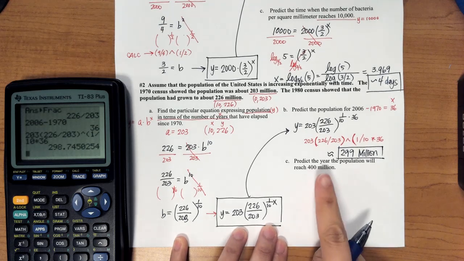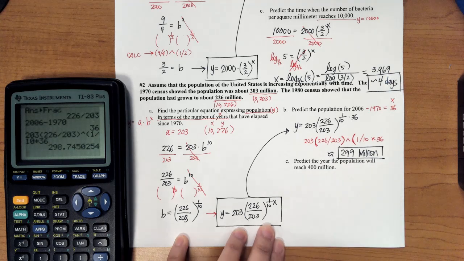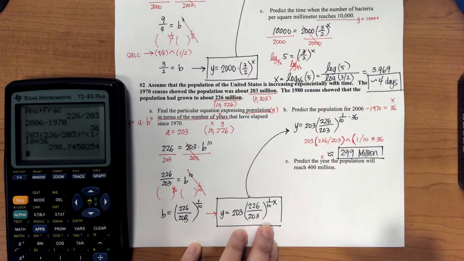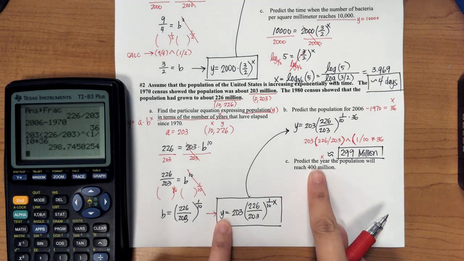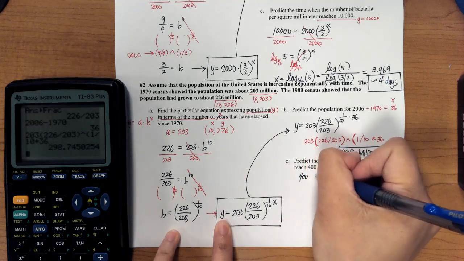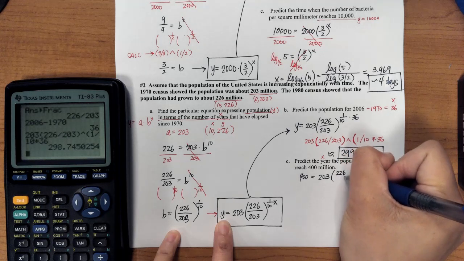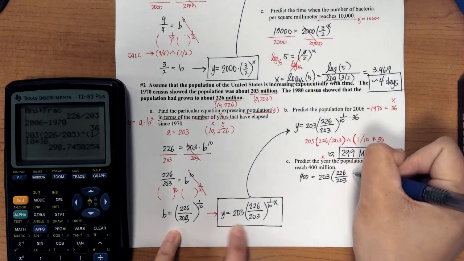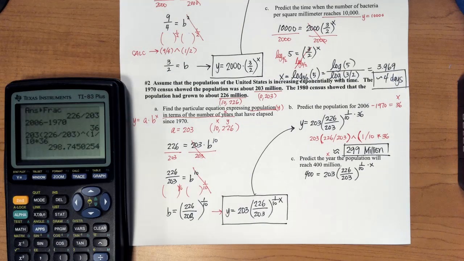So now we're going to predict the year. So take a moment and just acknowledge that since y is millions, then the year is going to be x. So we're going to predict the year and solve for that, when it will reach 400, right? So if it will get 400 here for y, we're going to set up 400 equals 203 times (226 divided by 203) to the 1/10 power to the x.